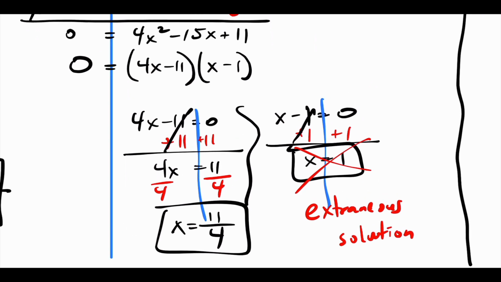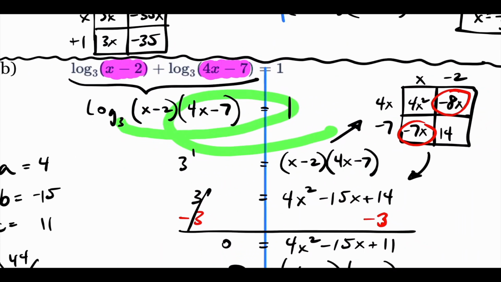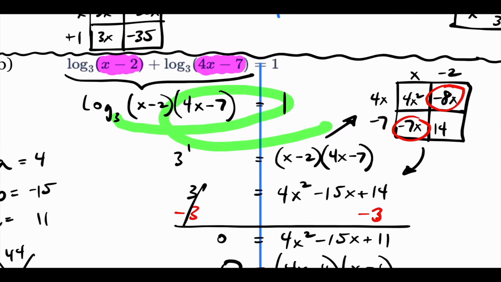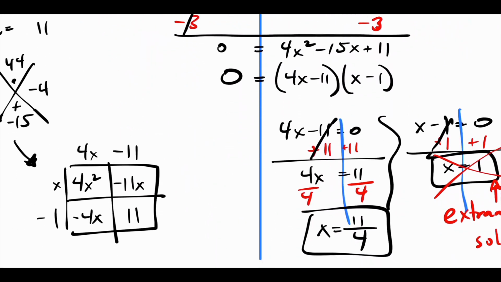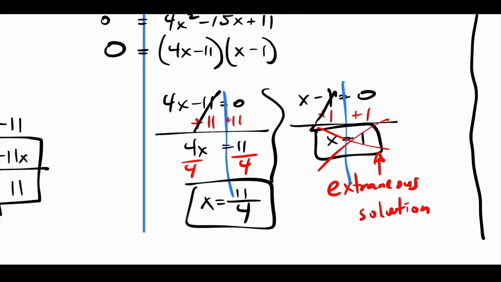Because when I plug in 1 to either of them, if I plug in 1 here, 1 minus 2 is negative 1. If I plug in 1 here, 1 times 4 is 4 minus 7 is negative 3. All I need is one of them to be negative or 0, and then it's extraneous. So the only answer you would put is 11 over 4, which is, like I said, almost 3. It's like 2.8.